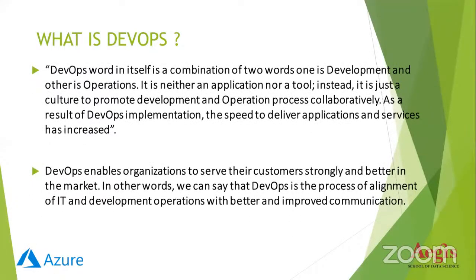So before we go to Azure DevOps, let's understand what DevOps is. It's a combination of two words, development and operations. It's not a tool. Normally people think DevOps is a tool. No, it's not a tool. In DevOps, there are multiple tools. To achieve DevOps, we have to take the help of multiple tools. Basically, it's a culture to promote fast code deployment. Using DevOps, we can speed up the delivery of applications. All that we can achieve using DevOps. And it enables organizations to serve their customers strongly and better in the market.